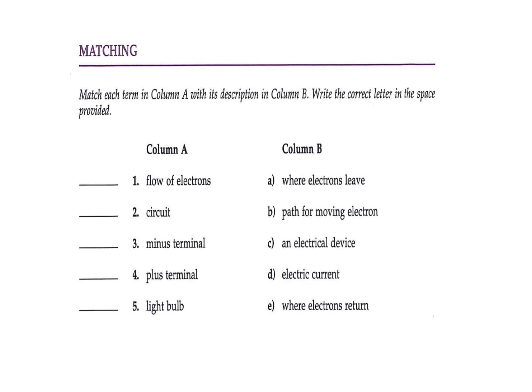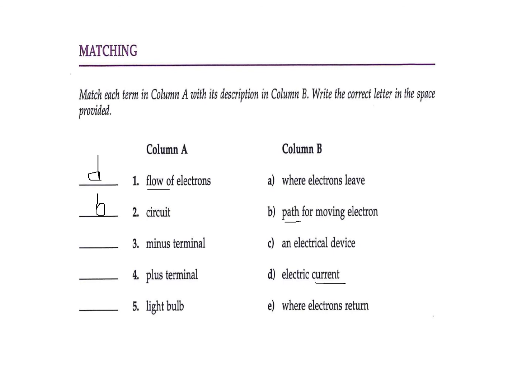So now we're going to look at this matching, column A and column B. Flow of electrons is the path of electrons. Which one was the answer? Flow of electrons is going to be current, electricity. Remember, current means flow. What's a circuit? A circuit is a path.